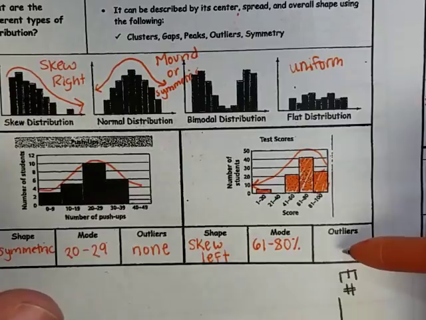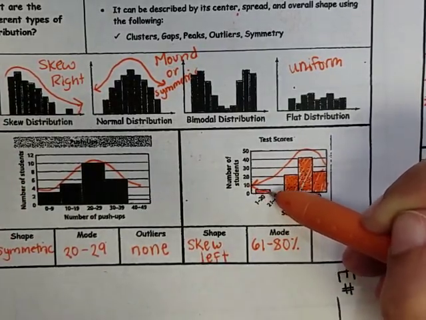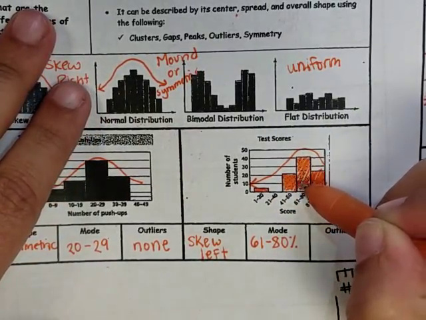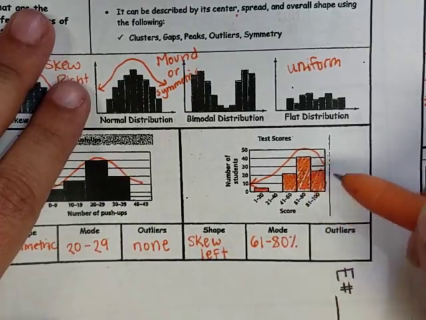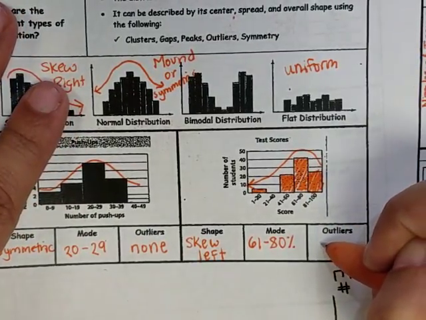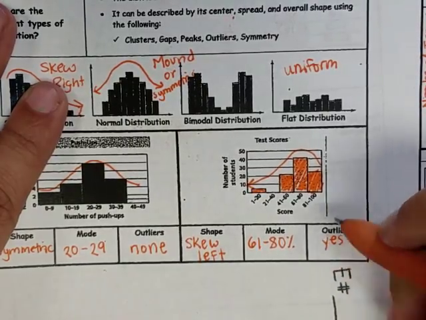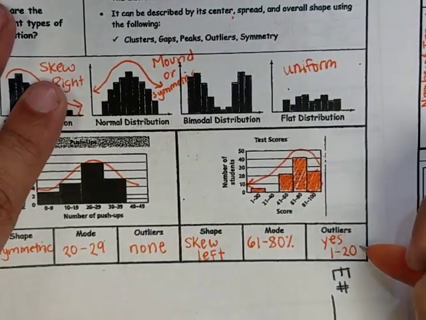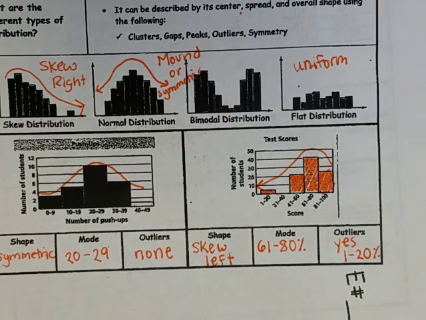And are there any outliers? Well, yeah, it looks like there were maybe 5 kids who scored in the range of 1 to 20, but the majority of people were definitely above 40, if not in the 60 to 80 range. So outliers, I would say yes. The 1 to 20 range. Okay. All right, so that's it when it comes to histograms.